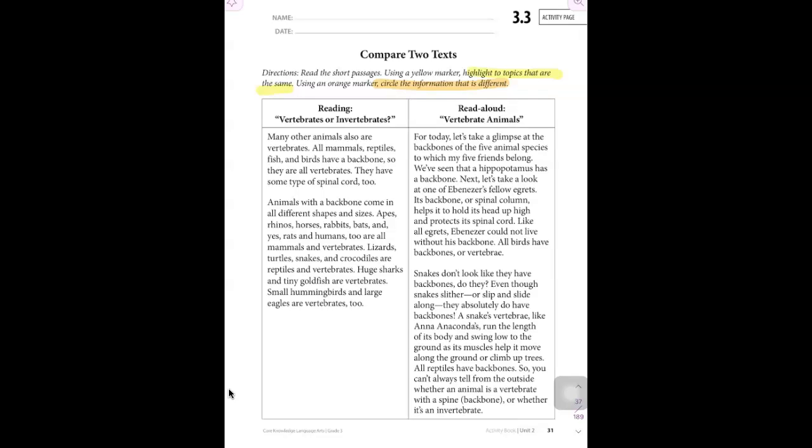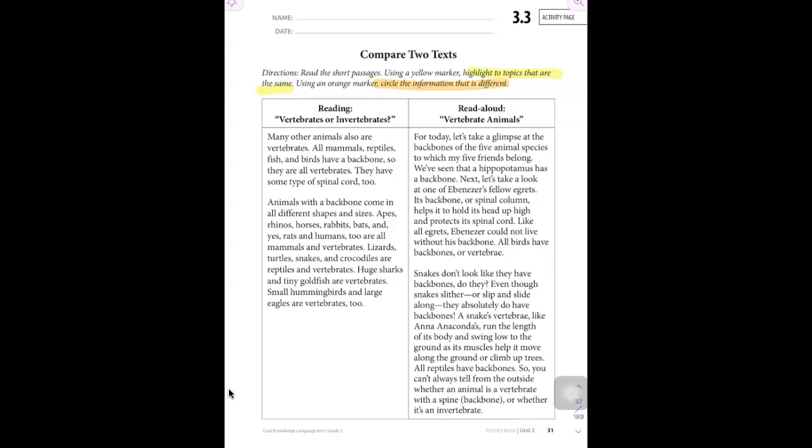If you're using highlighters, you probably are just going to highlight in different colors and not circle. If you're using a colored pencil or a crayon, you might underline in yellow and circle the different things in orange. So let's take a look at this. Read with me. This was the reading you did in your chapter 3.